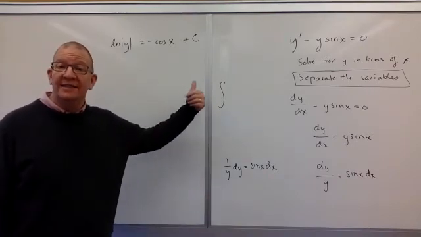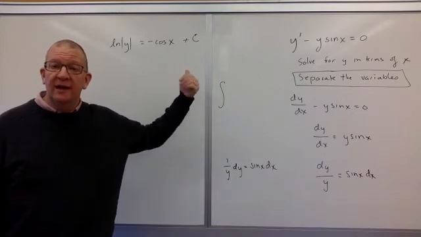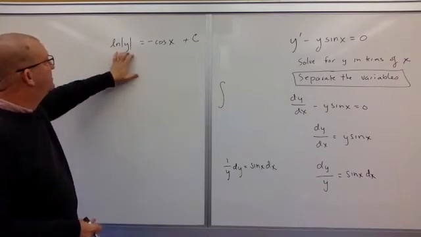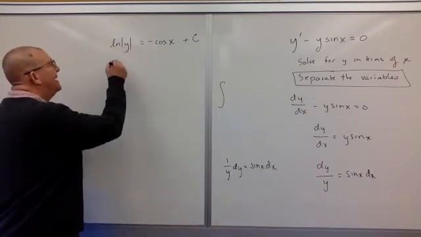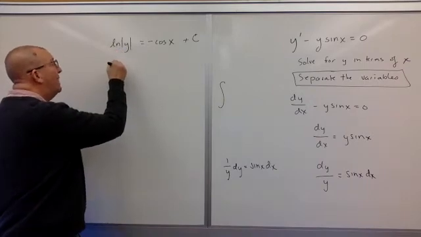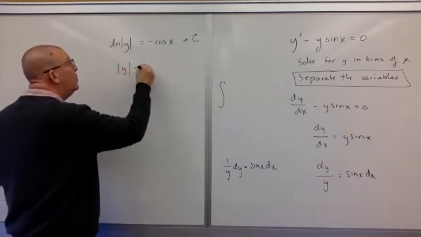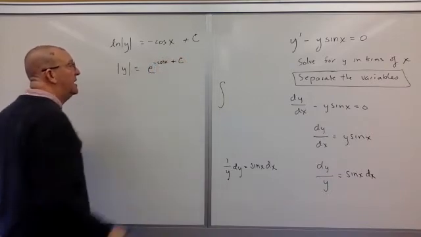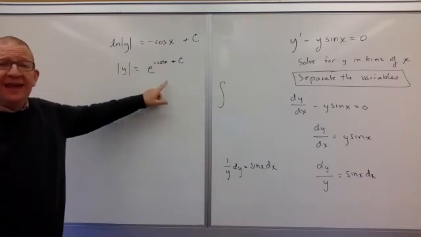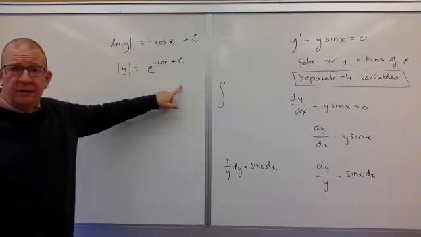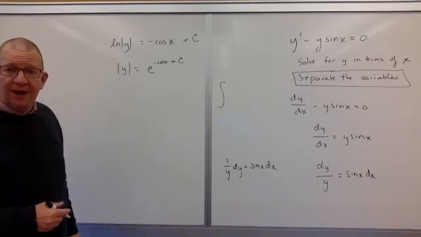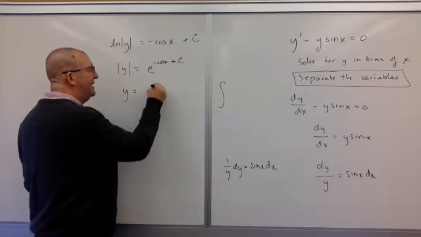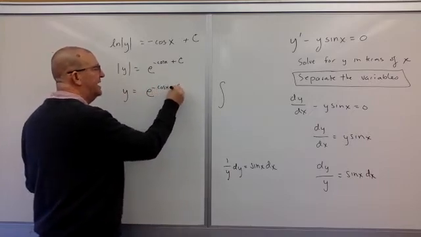Now, if you take this into any advanced algebra kid, they should be able to solve this for you. Because what would they do? They'd say, natural log of something equals something. That means the absolute value of y equals e to the negative cos x plus c. Now, can e to the anything ever be negative? If you said no, you would be correct. So we can get rid of the absolute values. So y equals e to the negative cos x plus c.